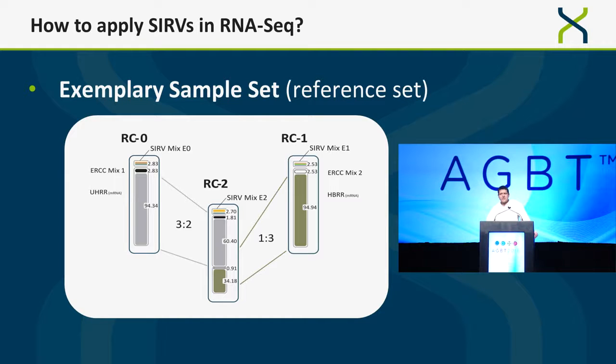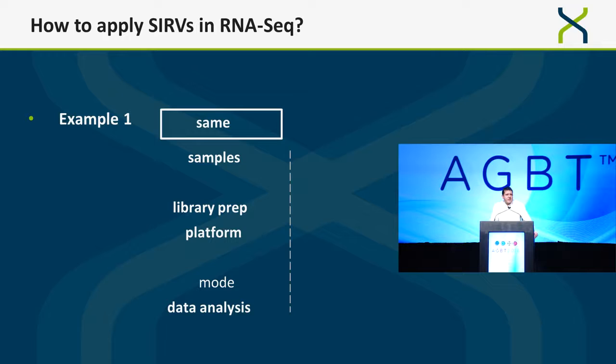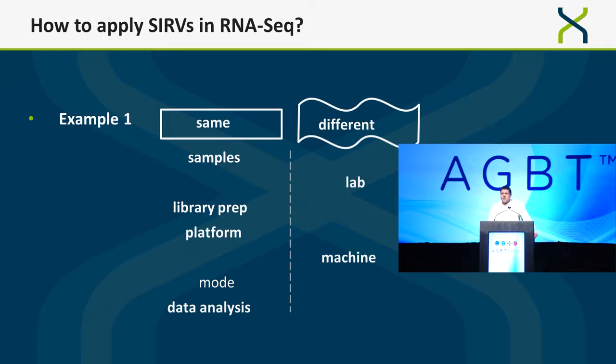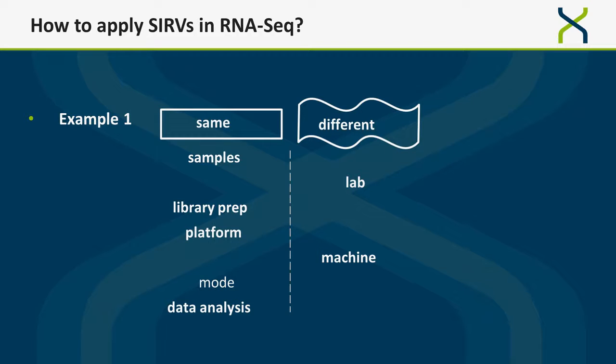The first experiment. Everything remained the same. Samples, library preparation, TruSeq, the platform, the data analysis, as far as I can tell, is the same. The only obvious difference is a different lab and a different machine. So one data set was sequenced on a HiSeq and the other one on a NextSeq.